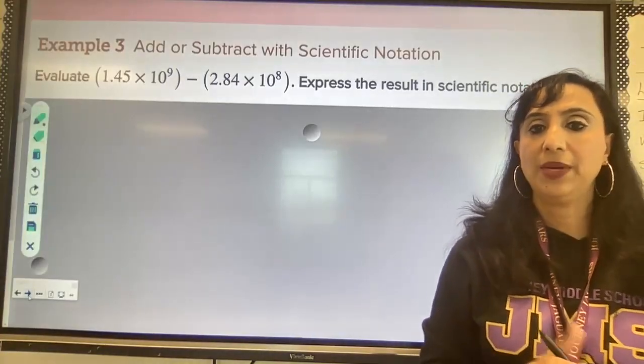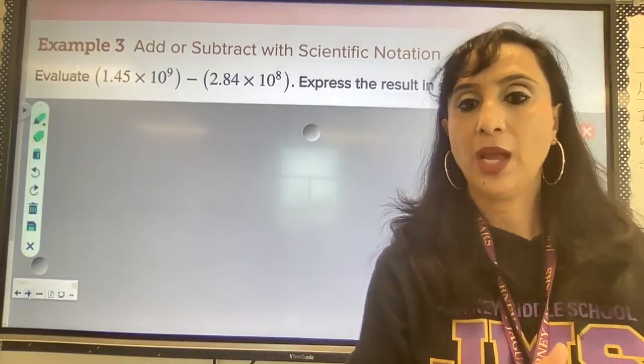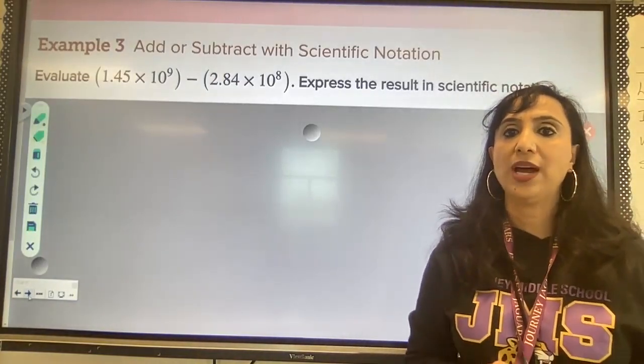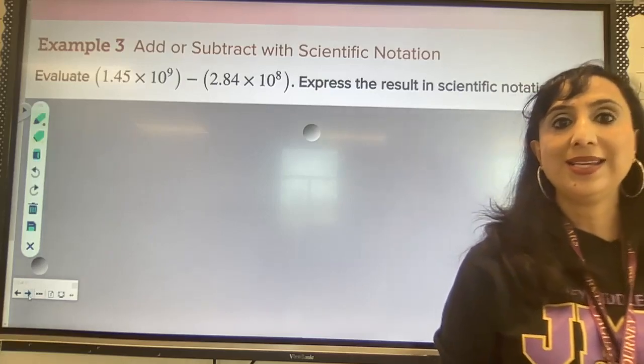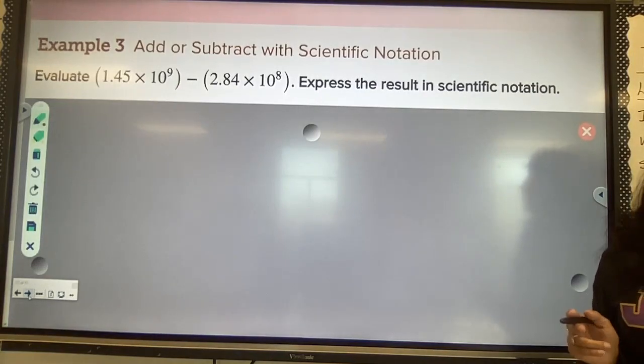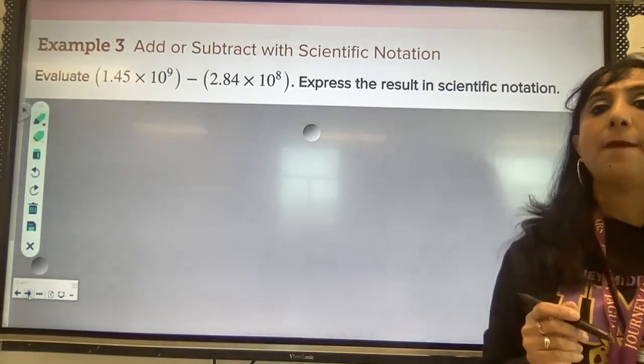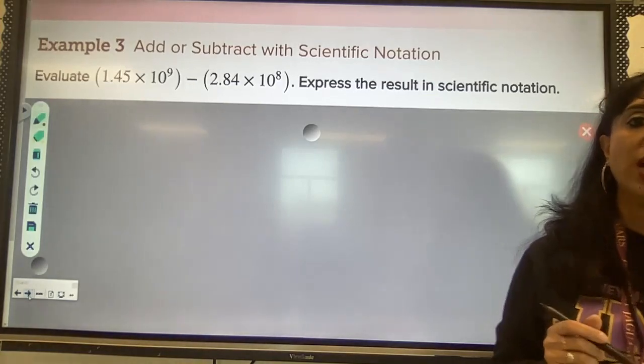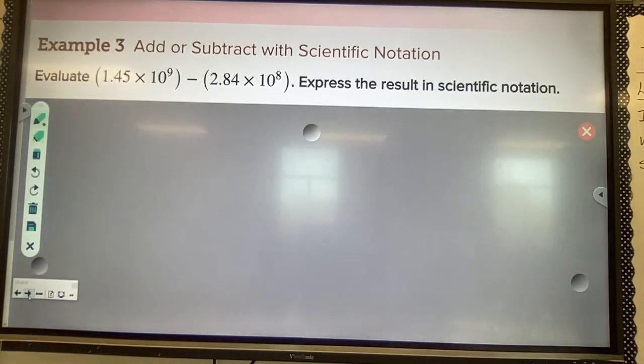So here's the last example in this lesson, and I am going to add or subtract with scientific notation, and these are the numbers that are given to me. All right. And we have 1 and 4500 times 10 to the ninth power minus 2 and 8400 times 10 to the eighth power. Express the result in scientific notation. So I'm going to go ahead and convert them both to 10 to the eighth power. If I change them both to the same notation, that is going to be helpful.